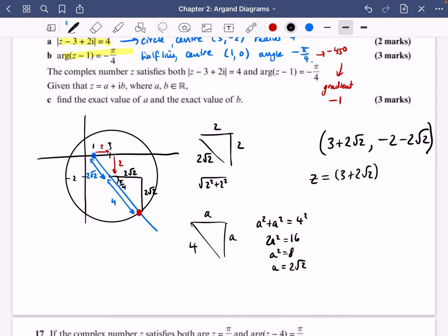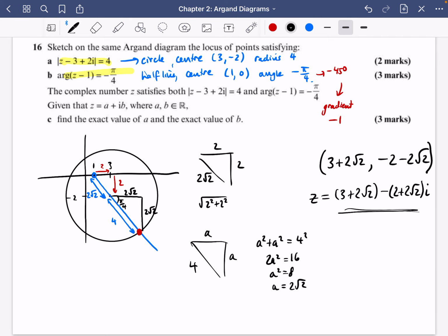We can either put a plus or a minus. I'm probably going to put -2 plus 2 root 2 i, and that is the complex number that satisfies both of them. Much, much neater and more elegant, but maybe a bit trickier to find, but the algebra is much neater.